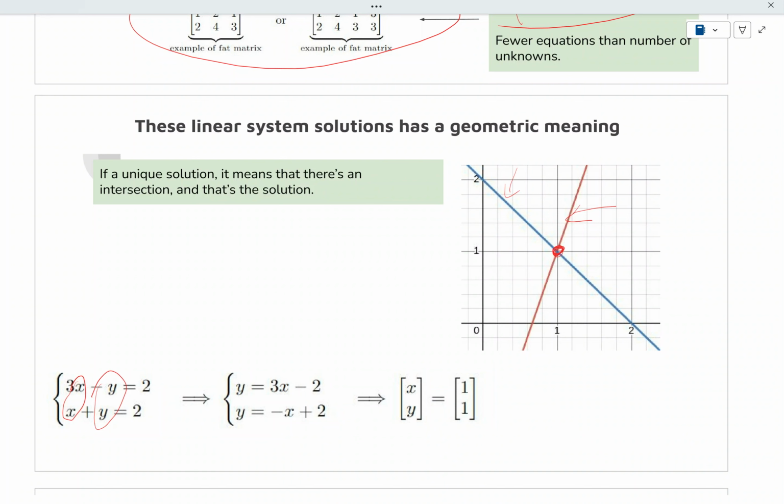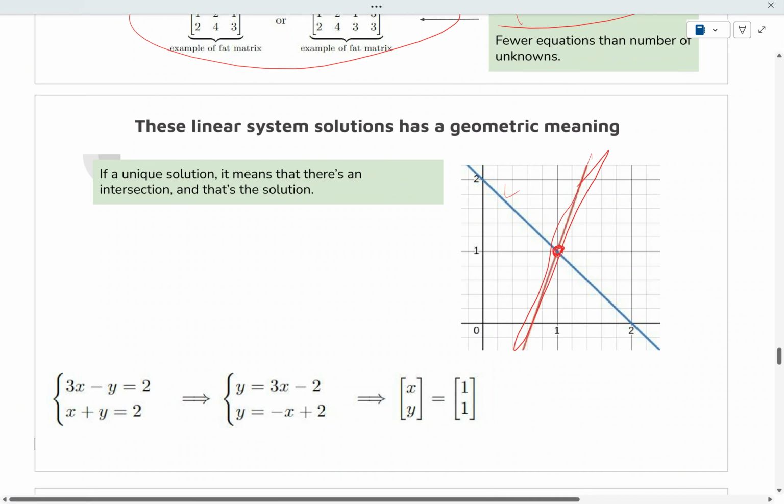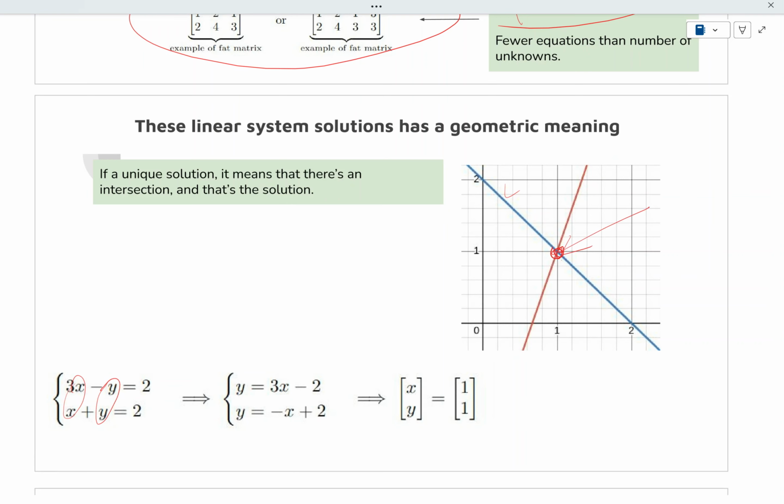Think of it like this: these are all the possible xy values for one of the equations, and these are all the possible xy values for the second equation. In order for x and y to be the same, the solution is the location of intersection. So the geometric meaning of finding the solution of a linear system is that you have one equation and another equation, and their answer has to be the same. Therefore, it has to be a point where they intersect. So this is the example where there's a unique solution. There's one point of intersection.